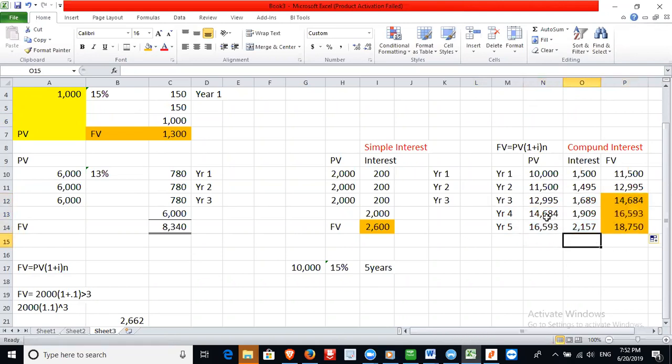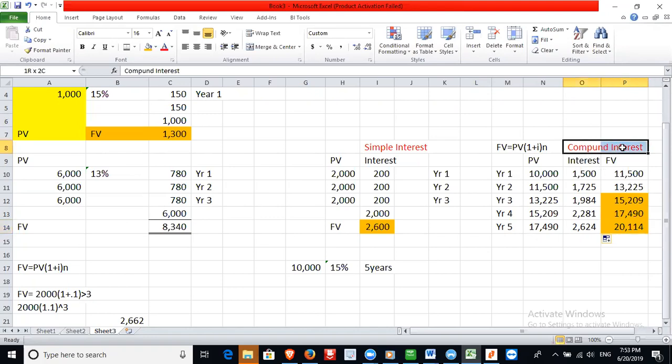Let me see if I'm getting this. We are investing 10,000, at what percent? 15%. At 15%, which is 20,114. Yes. So that's how we do our future value. That is compounded.